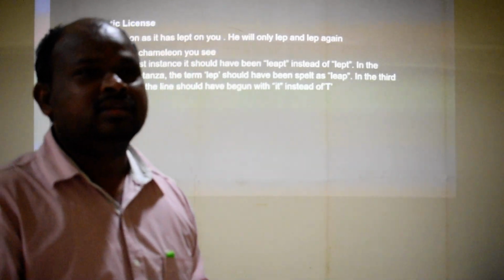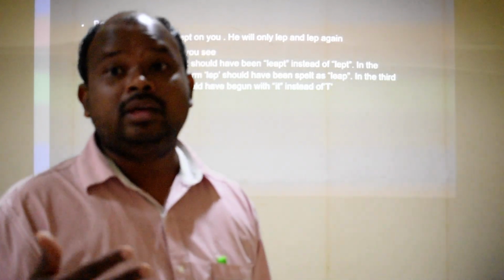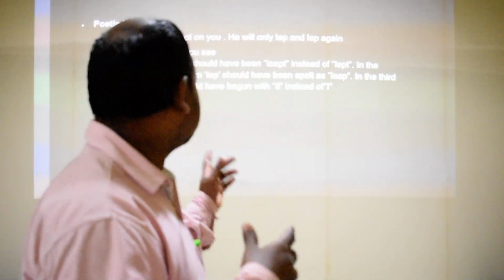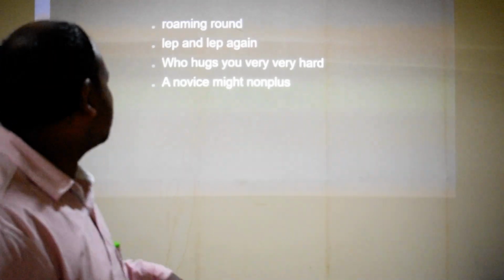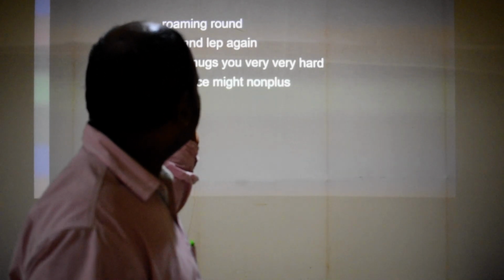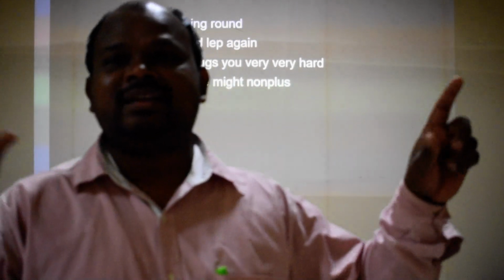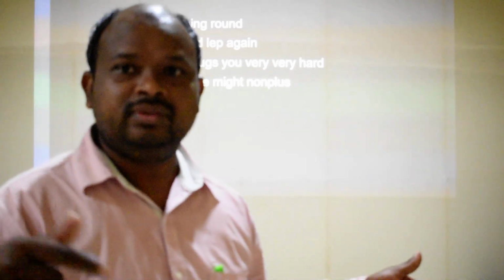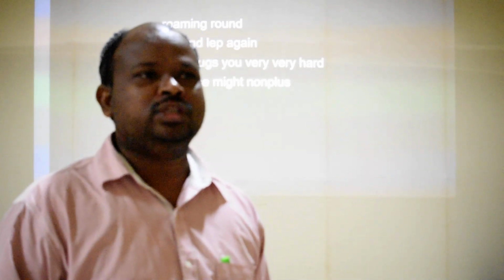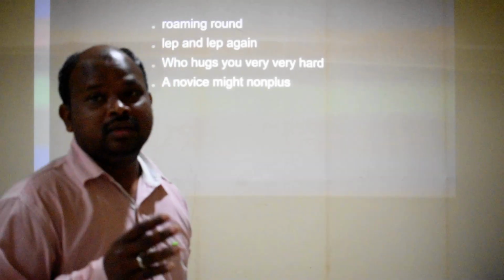In the next slide, we also see how alliteration, a figure of speech, is used. Alliteration: roaming round, lap and lap, hugs hard, novice nonplus. These are repetitions. We have already learned about figures of speech where repetition is used. So that is the alliteration used in this poem.